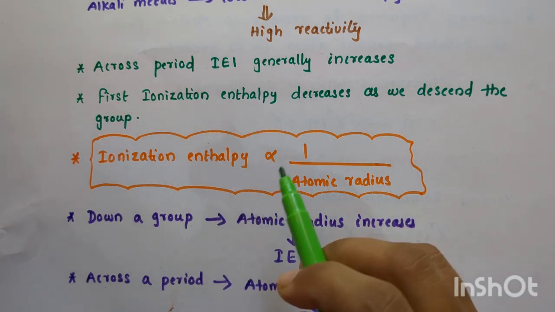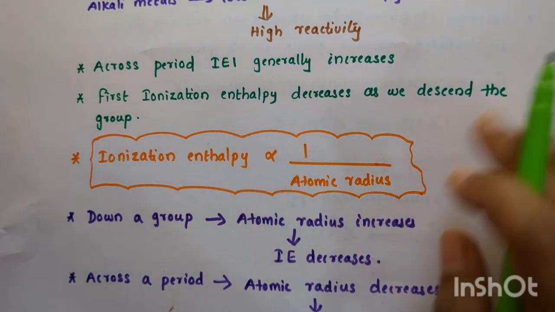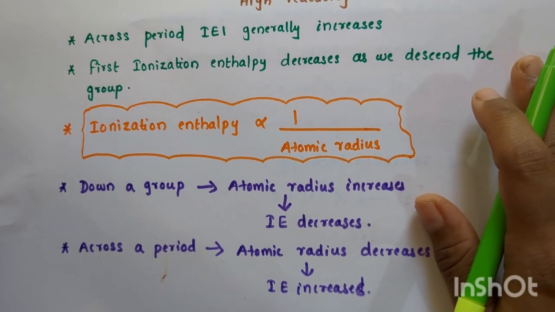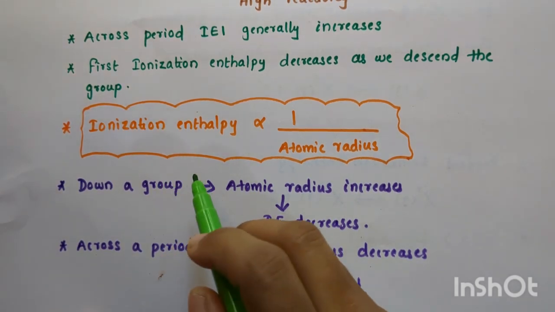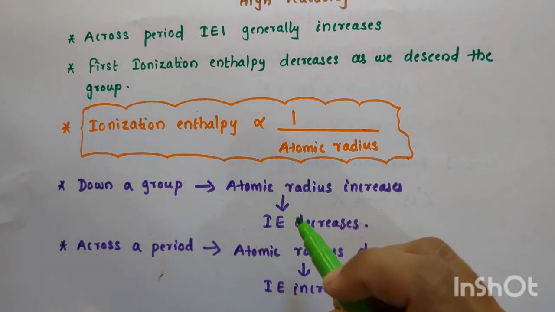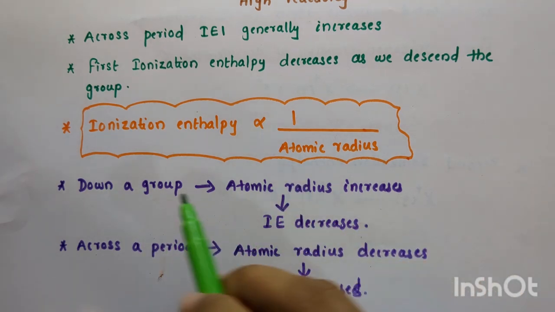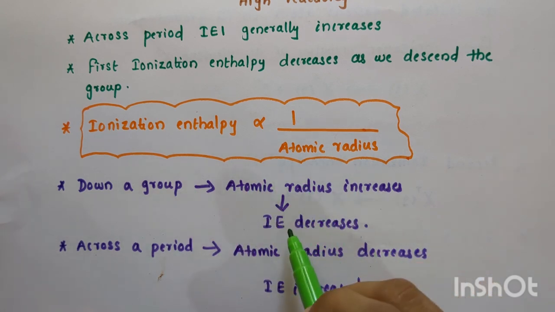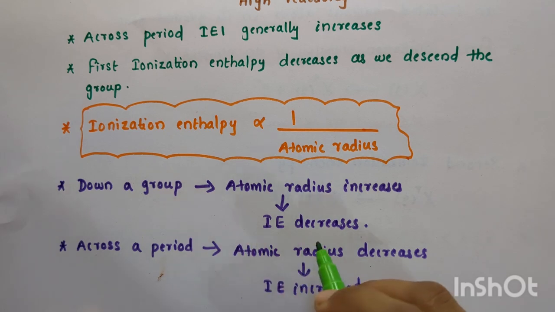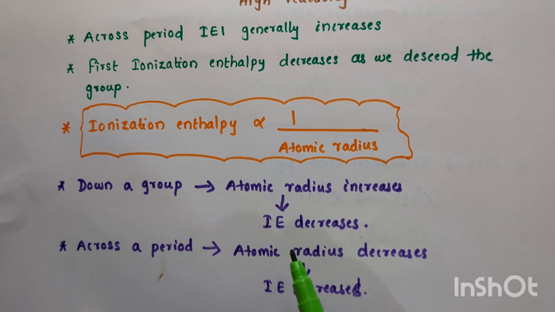Across a period, atomic radius decreases and ionization enthalpy increases. Down a group from top to bottom, atomic radius increases, that is, ionization enthalpy decreases. Across a period, atomic radius decreases and ionization enthalpy increases. That is, across a period, electrons are closer to the nucleus of the elements, making it harder to remove an electron, that is, higher ionization enthalpy.